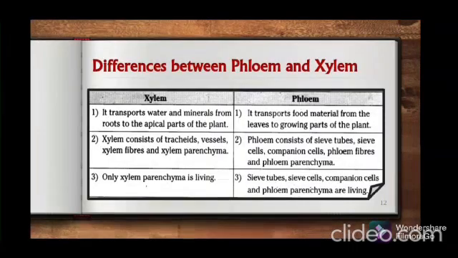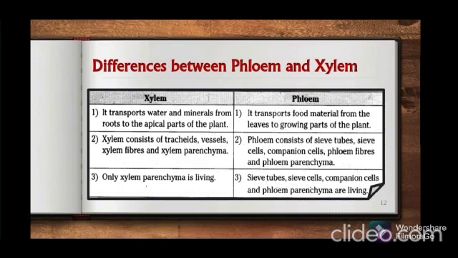Differences between phloem and xylem. Xylem transports water and minerals from roots to the apical parts of the plant, whereas phloem transports food material from leaves to growing parts of the plant. Xylem consists of tracheids, vessels, fibers, and parenchyma. Phloem consists of sieve tubes, sieve cells, companion cells, phloem fibers, and parenchyma.